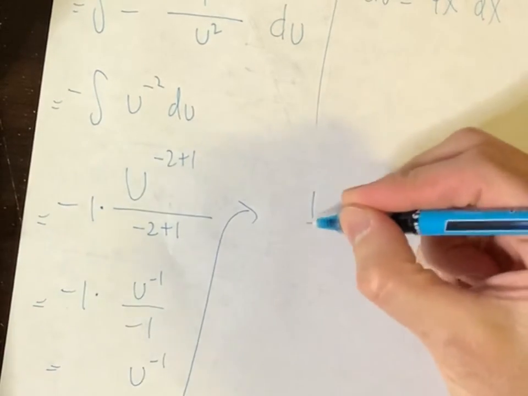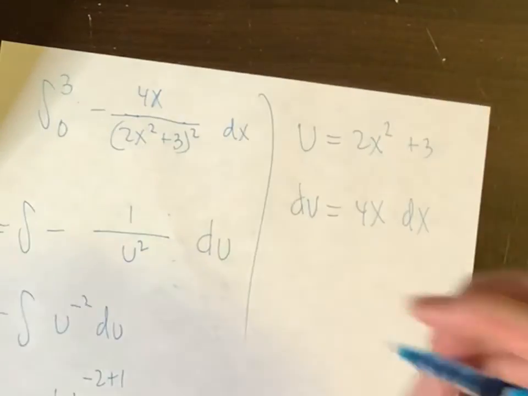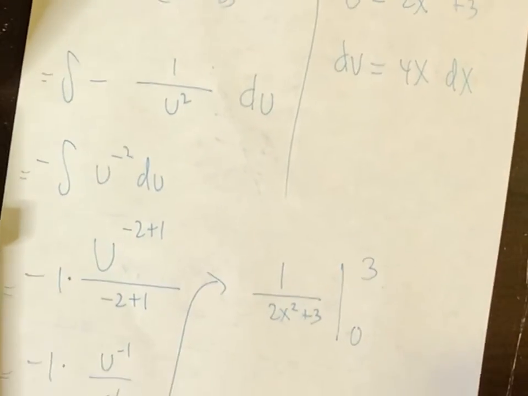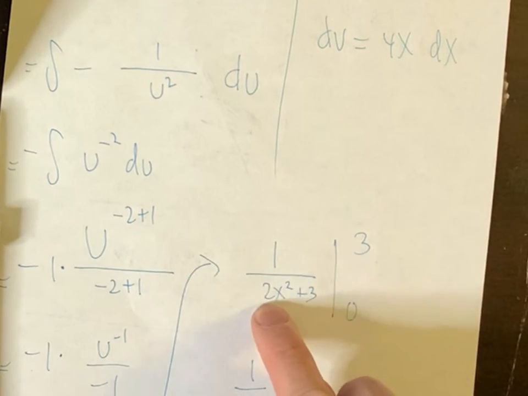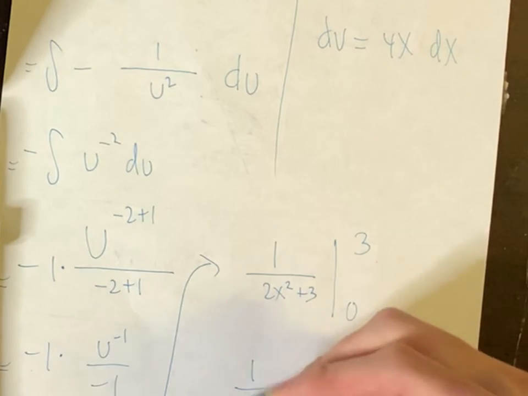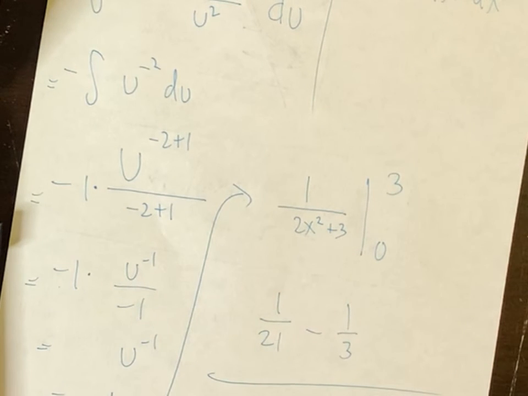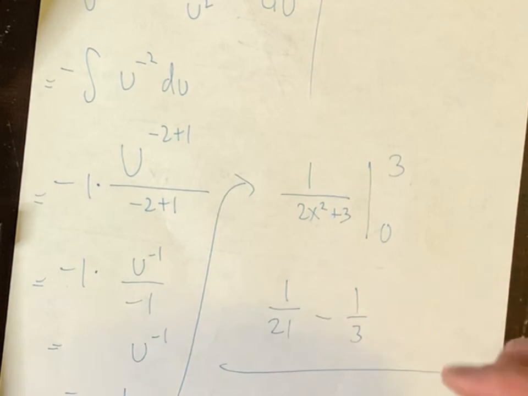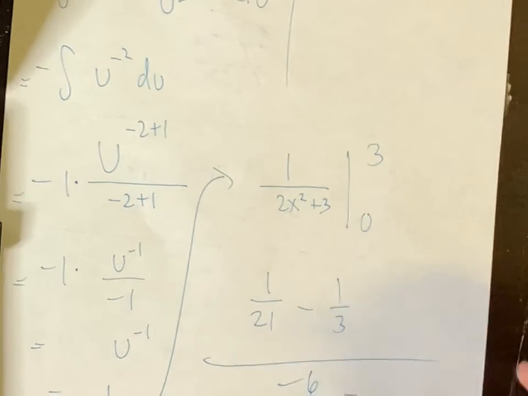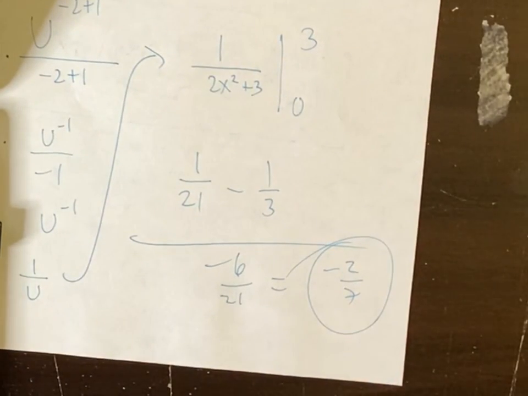But instead of u, let's write down what we had originally. So this is 1 over 2x squared plus 3. And now you can use the original limits of integration from 0 to 3. If you plug in 3 there, it'll be 1 over, what is that? 1 over 21 minus, if you plug in 0, it's 1/3. So whatever that is, I'll let you figure that out. That's the answer to number 6. And let's times it by 7. -6 over 21 divided by 3, -2/7. That should be it. So look at the answers. That should be it for that one.